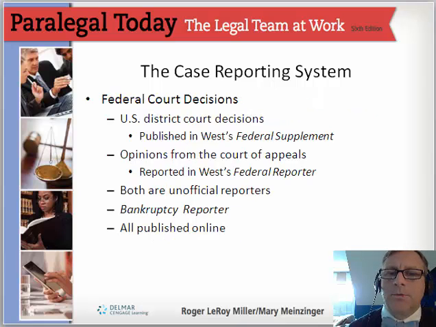Court decisions from the U.S. District Courts, which are the federal trial courts, are published in West's Federal Supplement. Opinions from the Courts of Appeals are reported in West's Federal Reporter. Both the Federal Reporter and the Federal Supplement incorporate decisions from specialized federal courts. West also publishes separate reporters, such as its Bankruptcy Reporter, that contain decisions in certain specialized fields under federal law. All of these reporters are published online.